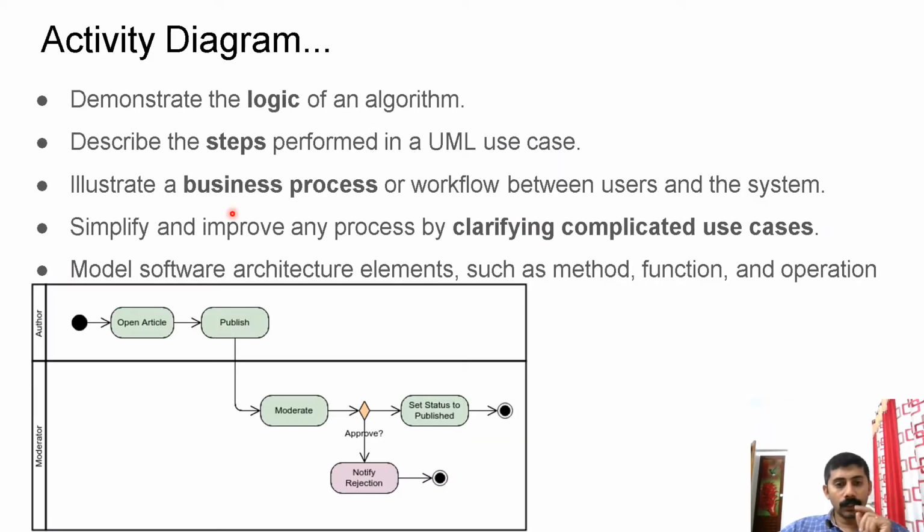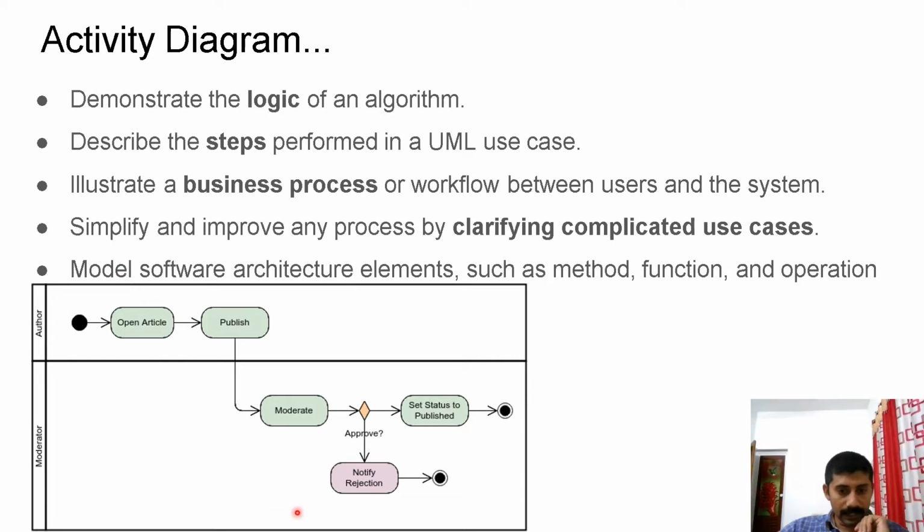Activity diagram demonstrates the logic of an algorithm. It describes the steps performed in a UML use case. Usually a business process or workflow between users and the system. Simplify and improve the process by clarifying complicated use cases. So it will give you more clarity on the steps involved in that particular operation. So there is a chance of improving the operation by analyzing it deeply. Activity diagram models software architecture elements such as method, function, and operation.